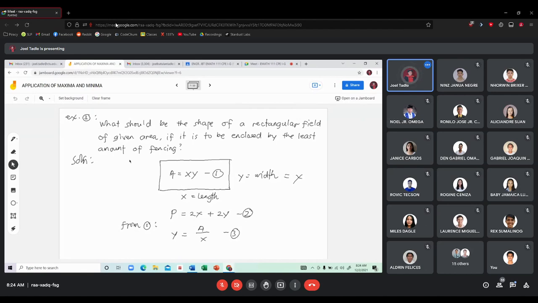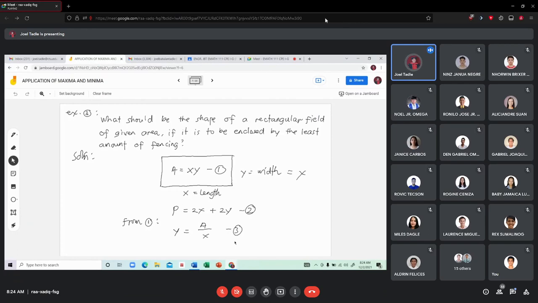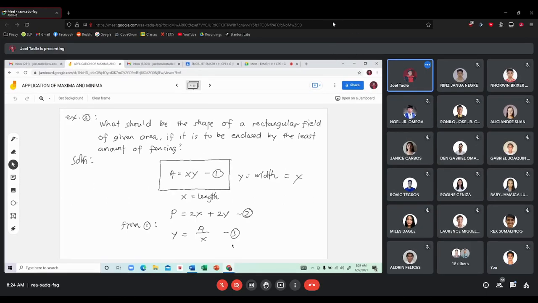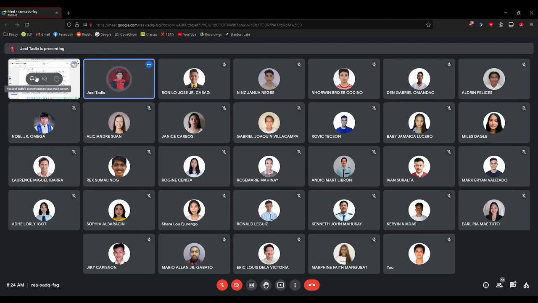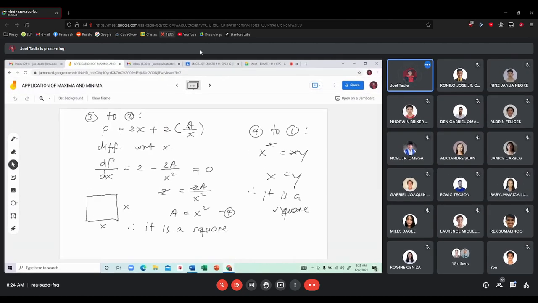Then from equation number 1, we can solve for y so that we can substitute it into equation number 2. So our y here is a over x. Then substitute this value to equation number 2. So what is our perimeter now? Our perimeter is equal to 2x plus 2 times the value of y, which is a over x, which is equal to 2x plus 2a over x.